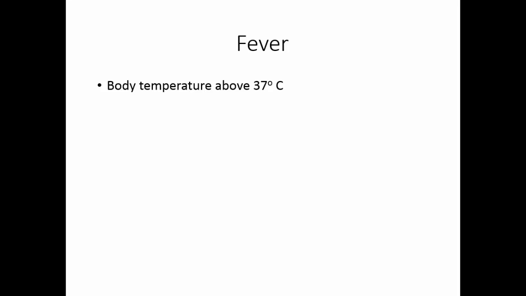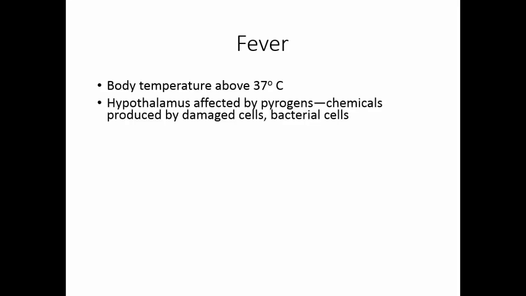Fever is another of the body's nonspecific defense mechanisms. Fever is a body temperature above 37 degrees centigrade. The hypothalamus controls your thermostat. Now, the hypothalamus can be reset by pyrogens. Pyrogen literally means fire producer or heat producer. Pyrogens are chemicals that are produced by damaged cells or by bacterial cells. They go to the hypothalamus and they reset the temperature controls in the hypothalamus.